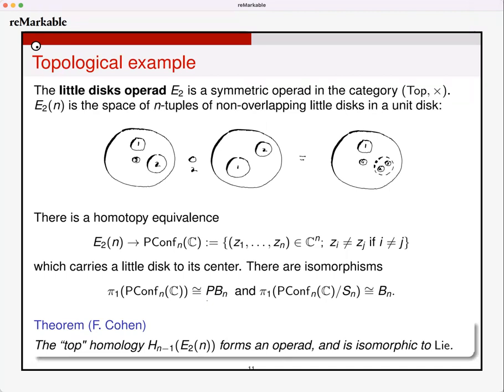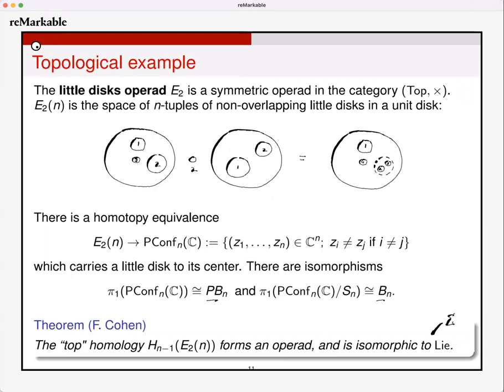And those spaces have the braid group, or the pure braid group, as their fundamental group. Now, Fred proved as part of his thesis that the top part of the homology of E2 of n forms an operad, and that operad is isomorphic to the Lie operad. Sasha, do I need to actually say it's the suspension of the Lie operad, or is it actually the Lie operad? I think you're muted. Okay, sorry. Yeah, I think you're right. I think it's the suspension of the Lie operad.